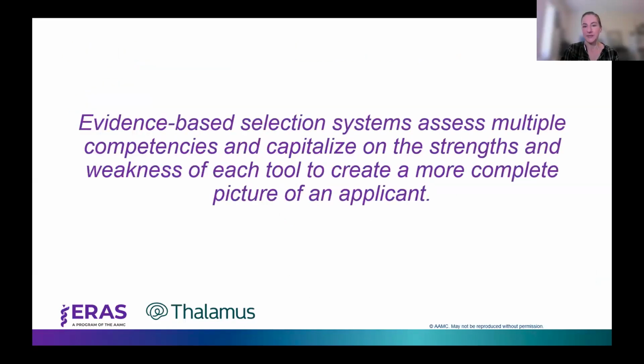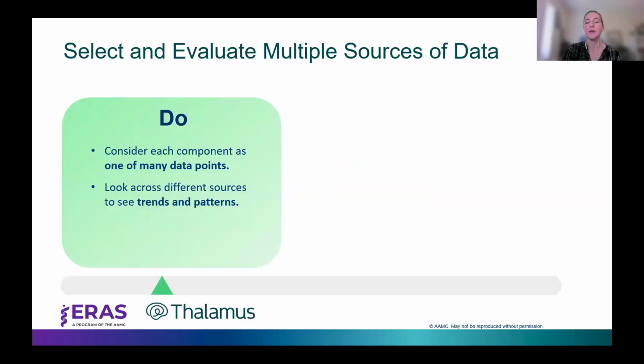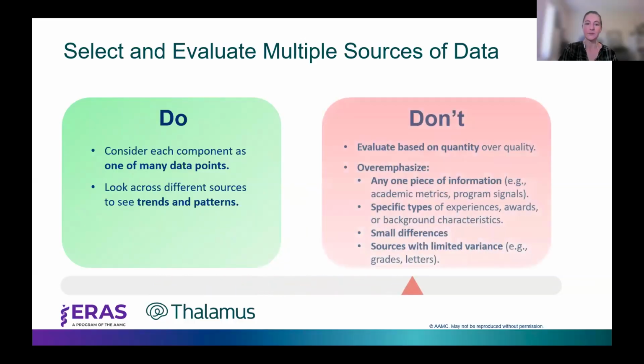The goal of evidence-based selection systems is to assess multiple competencies and capitalize on the strengths and weaknesses of each tool to create that more complete picture of your applicants. Let's go through some do's and don'ts then for how to select and then integrate different pieces of information into your evaluation and selection process. So when selecting and evaluating application data, you'll want to consider several application data points, so as not to overemphasize any one piece of information. And you can draw on multiple different sources to see those trends or patterns. And this really does help to paint that more complete picture of an applicant's standing on a competency.